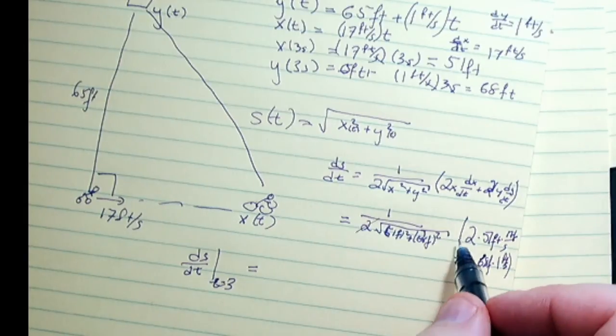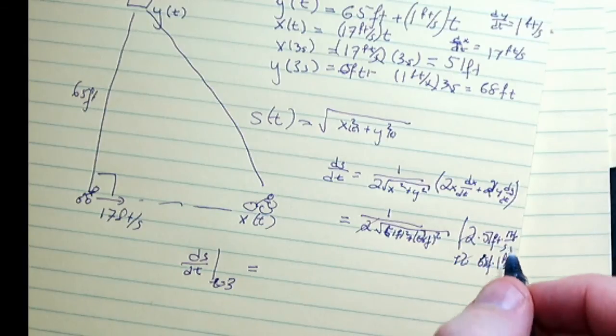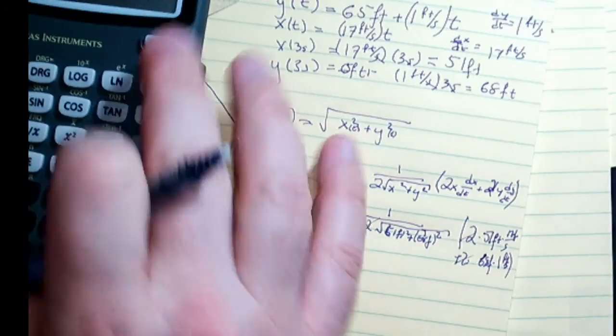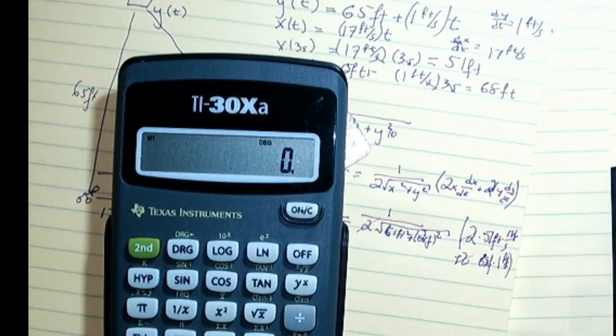The 2 cancels with the 1/2 in both 2's. Could have done that even before we plugged numbers in, and we certainly should have done. That's okay. So the numerator here is 51 feet per second times 17. And this is a good point to pull our calculator out. This is also a good time to guess. How nice were the authors of the calculus book being?